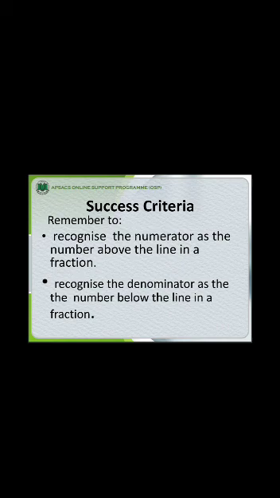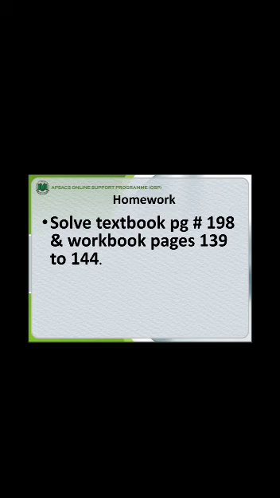The success criteria of the lesson is: remember to recognize the numerator as the number above the line in a fraction, and recognize the denominator as the number below the line in a fraction.